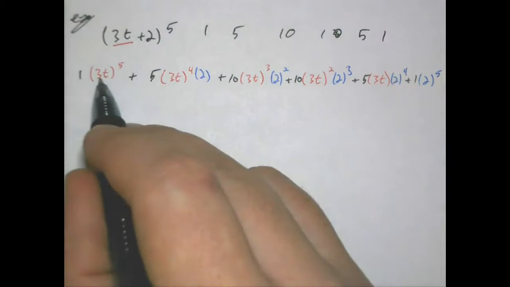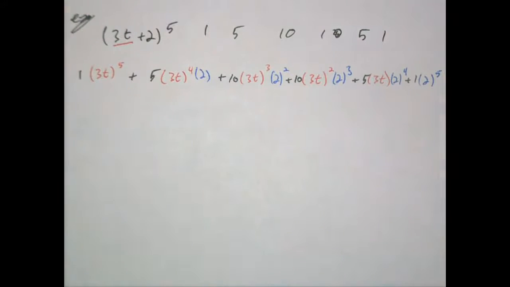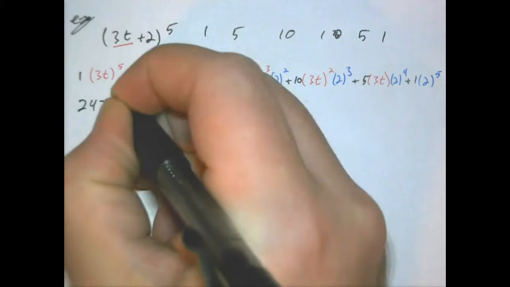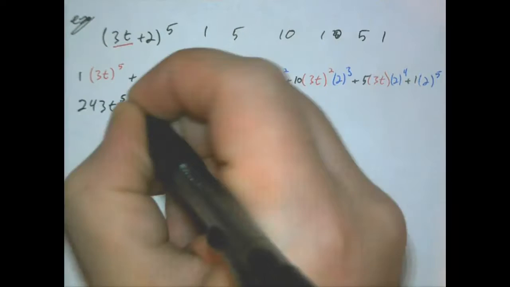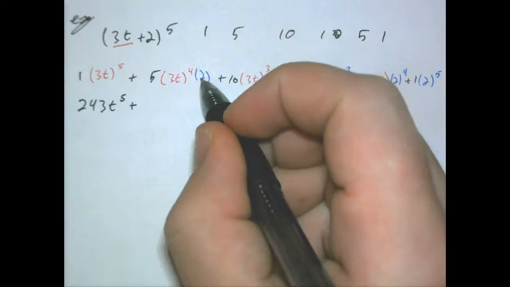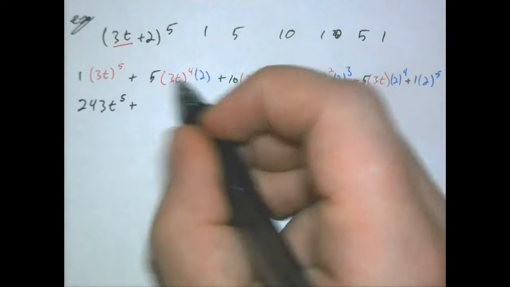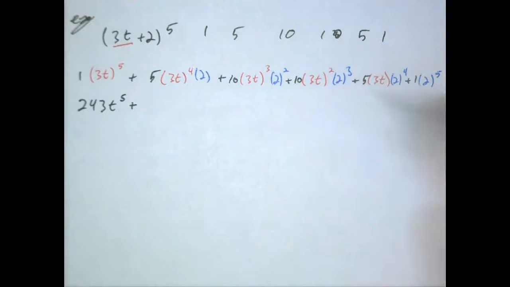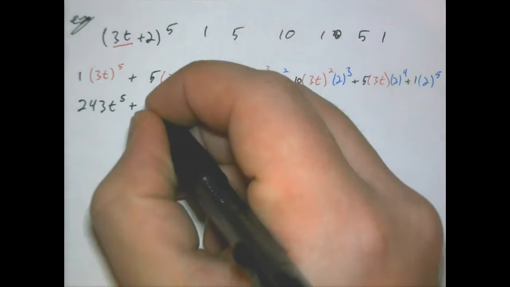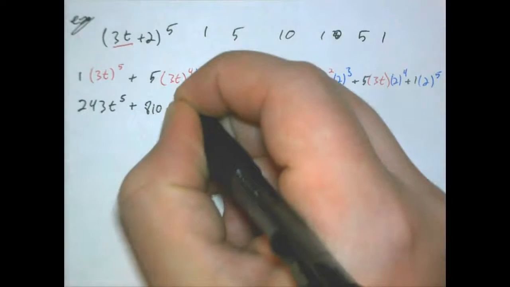So 3 to the 5th, oh gosh, 3 to the 4th is 81. 3 to the 5th then is 243. Yes, I believe so. So 243t to the 5th plus, now we have 81 times 2 is 162 times 5. Just get a calculator, buddy. Okay, so multiplying all these numbers would be 810t to the 4th.